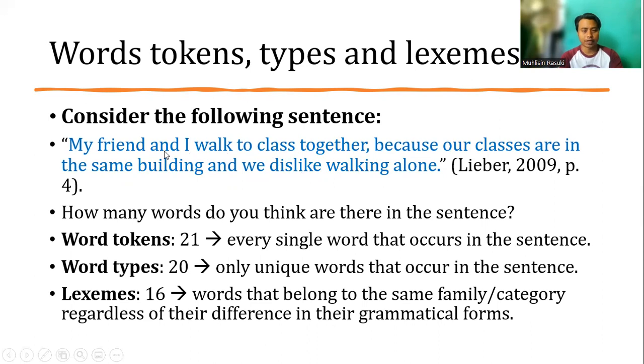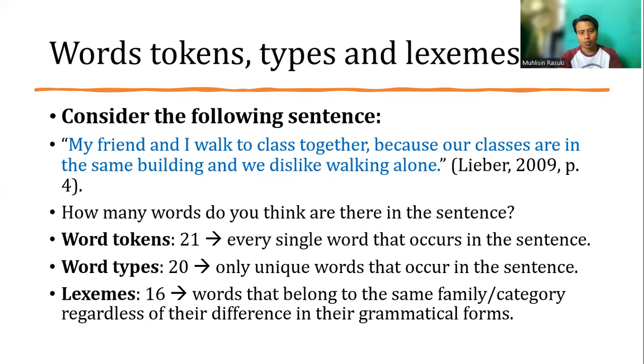So here, for example, we have to and and. If you consider word tokens, you count each occurrence, meaning that you count every single word that occurs in the sentence, right? But if you consider types, you do not count it as two, but you consider it as one only, right? The same words are counted as one. And what is interesting is when we consider lexemes.